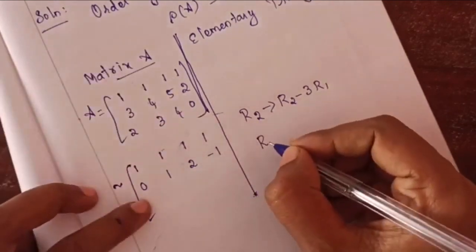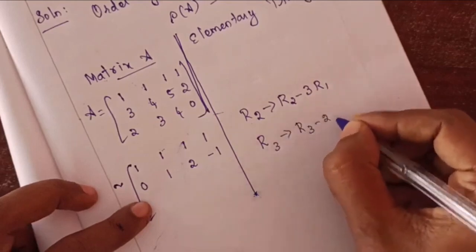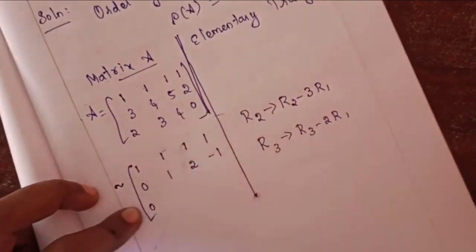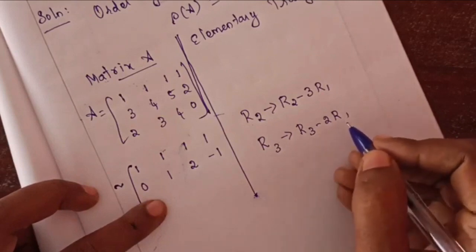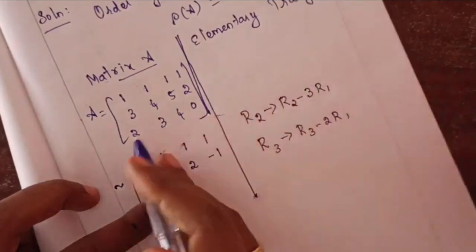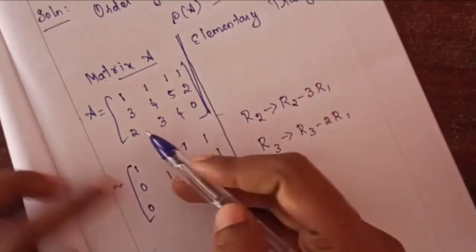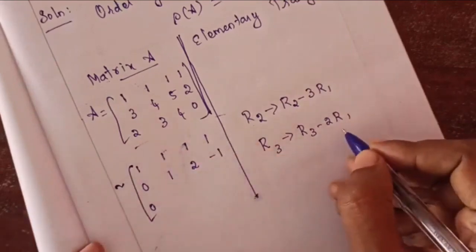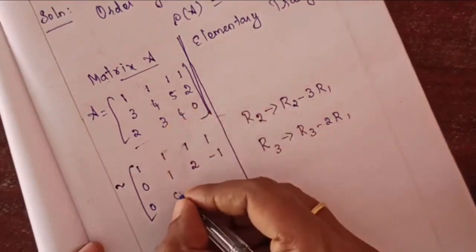Then this one you need to make a 0. So R3 becomes R3 minus 2 into R1. If you multiply this with 2, then 2 minus 2 you will get 0. So this will become 0. First itself I said, don't see from this side to this side. Here, see, in the last row this entry is 0, that's no use at all. From here to here, you need to make maximum zeros. Then R3 minus 2R1.